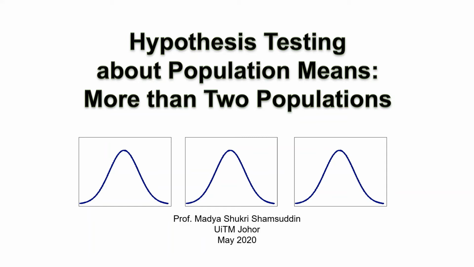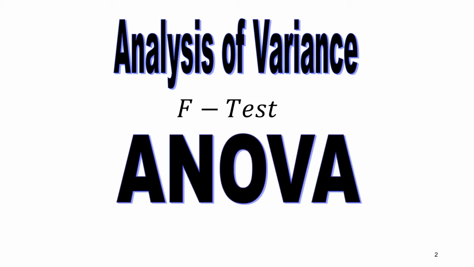In this video you will learn how to perform a hypothesis testing for population means of more than two populations. The test is an F-test, or simply known as ANOVA.